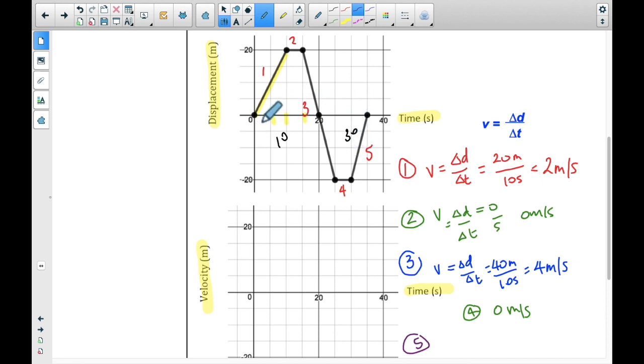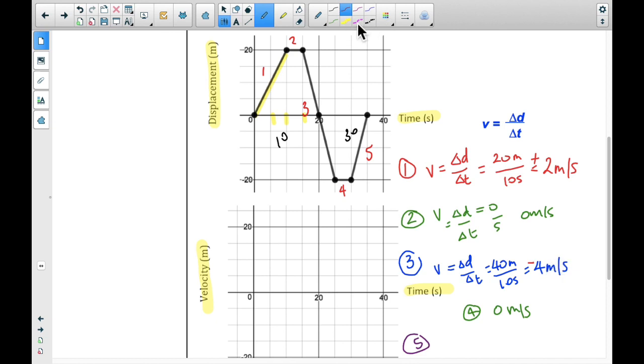Let's make a little bit of a difference. Let's talk about positive and negative signs. So section number 1, that was a positive slope, right? It's in the positive direction. Section number 2 is 0. Section number 3, though, isn't that a negative slope? So that's a negative 4 meters per second. They're going back 4 meters per second.